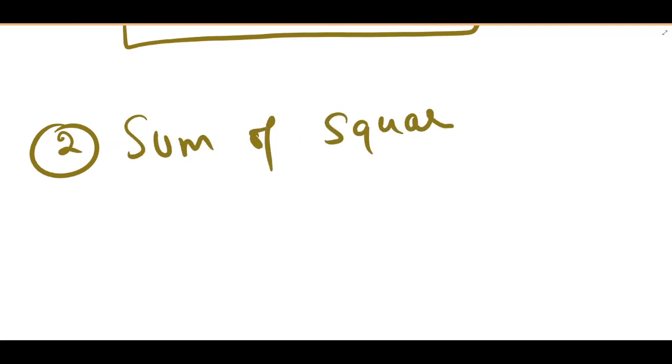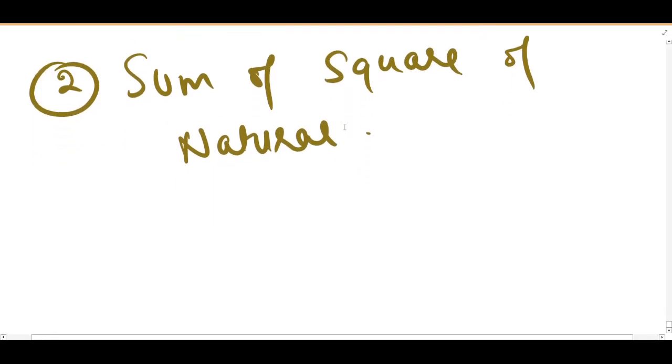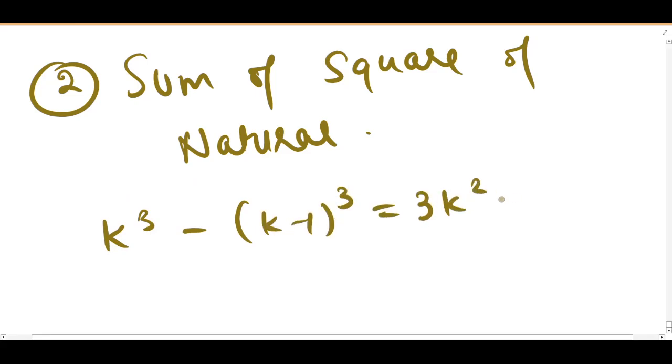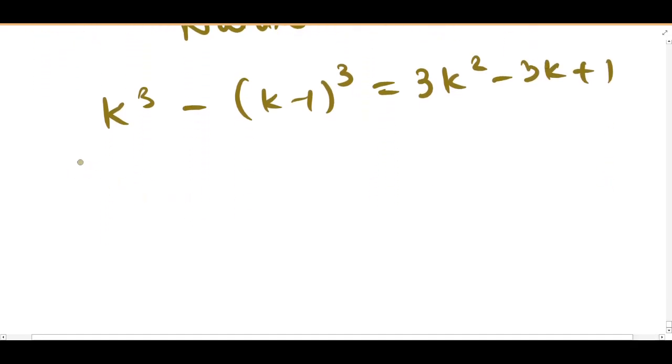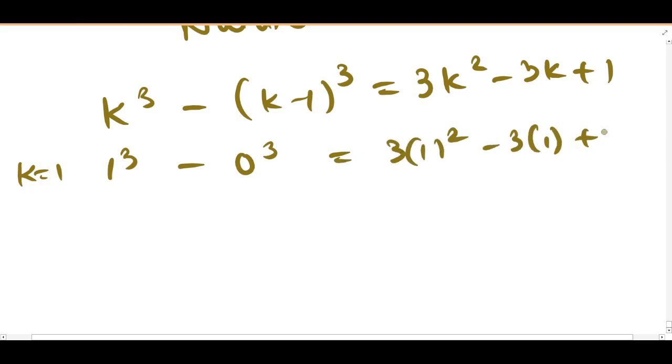Second is sum of square of natural numbers. So let's take an identity: k cube minus (k minus 1) whole cube is equal to 3k square minus 3k plus 1. If we start with k equal to 1, we get 1 cube minus 0 cube equal to 3 times 1 square minus 3 times 1 plus 1.